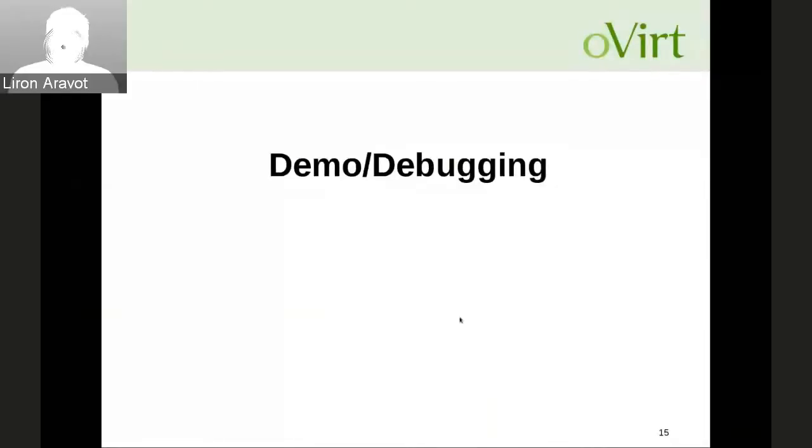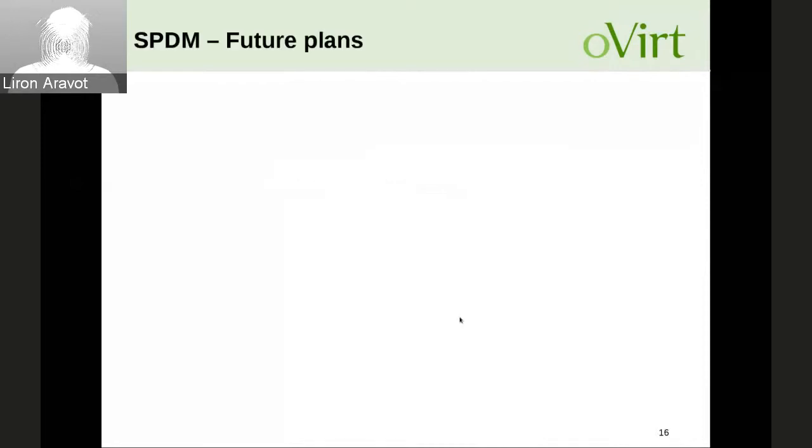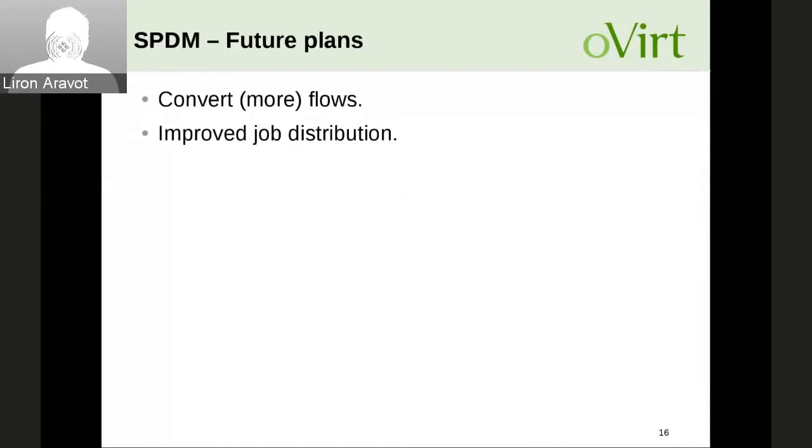Okay, we saw the quick demo. So what are our future plans? Right now, we convert more flows to use the new infrastructure and architecture. In some cases, it means writing the flows from scratch in order to separate the operations into data and metadata operations, as we talked about before. Another thing that we plan is to improve the job distribution between the data center hosts.